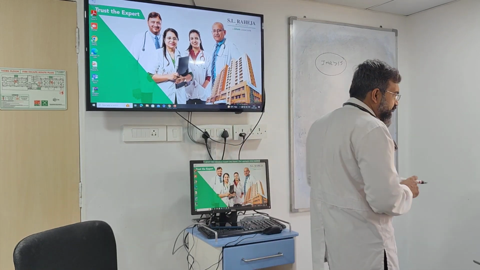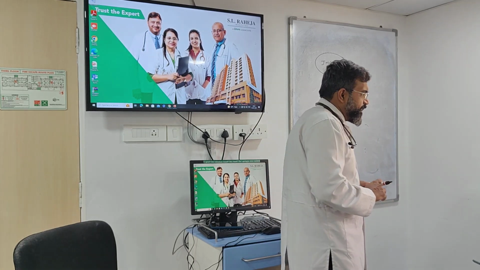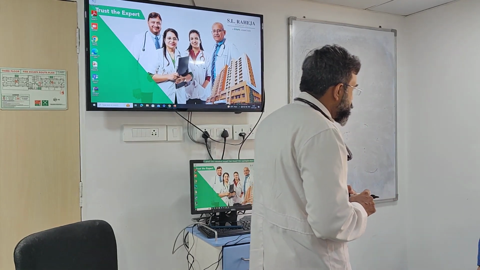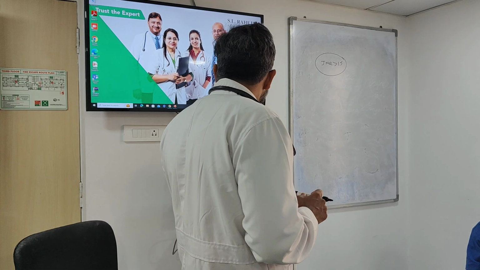So let me give you a case scenario. You have a patient that has come in with a hepatic hydrothorax. That means he's got a lot of fluid inside the lungs. He's got a huge ascites that is there.